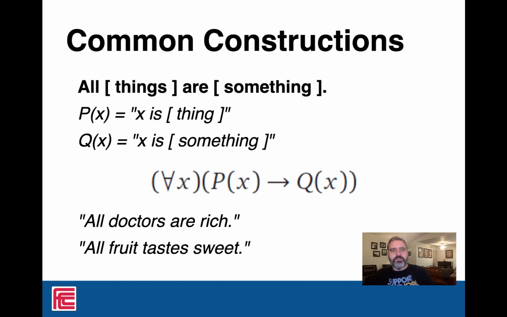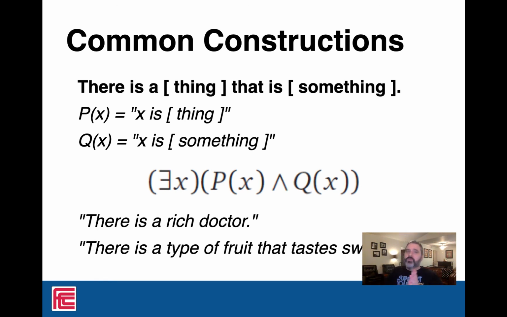All doctors are rich. P(x) is x is a doctor. Q(x) is x is rich. All doctors are rich: for all x, P(x) implies Q(x). All fruit tastes sweet. P(x) is x is a fruit. Q(x) is x tastes sweet. So for all fruits, if you have the property of being a fruit, then you have the property of tasting sweet. I guess I should say for all foods, if you have the property of being a fruit. My universe needs to be larger there.